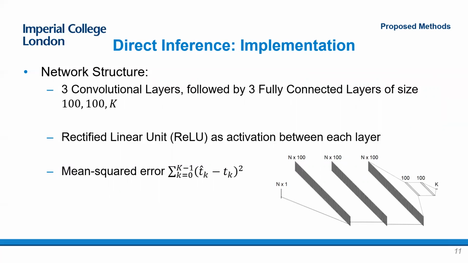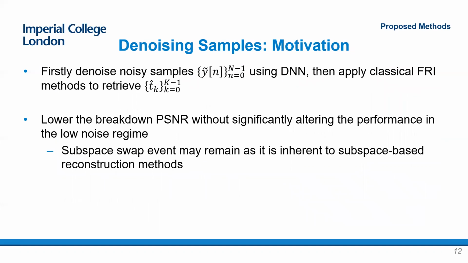Backpropagation with Adam optimizer is used for learning. The second approach is to use a deep neural network as a denoiser on the noisy samples, followed by subspace-based methods to estimate the FRI parameters.